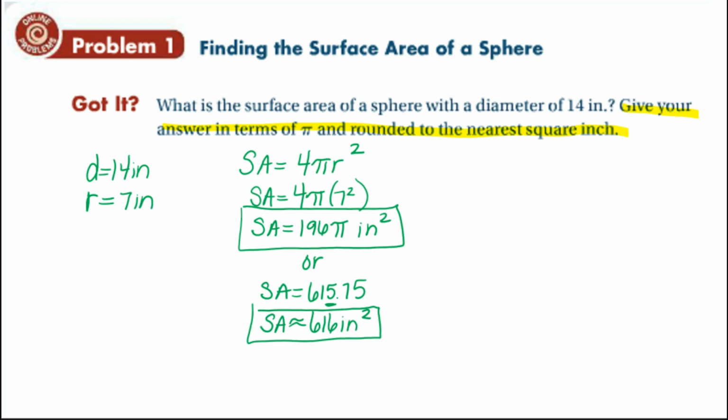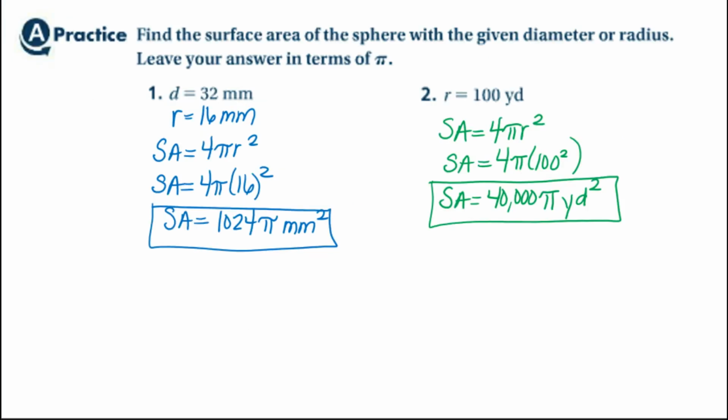All right, let's go ahead and look at the answers to questions 1 and 2. On 1, they gave me a diameter, so I had to make sure that I cut that in half for my radius of 16. Substitute my 16 in for the radius, square that, times 4. They told me I could leave my answer in terms of pi, so my surface area is 1024 pi square millimeters. A lot of people I saw were leaving the millimeters off. They had the squared there but didn't have the millimeters in there. The units are what are being squared, not the number at the end. So make sure you have your unit of measure.